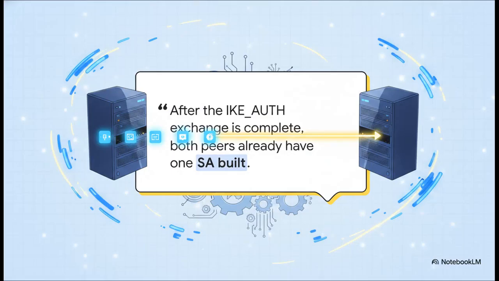This quote really hits the nail on the head regarding the brilliance of IKEv2. After the IKE_AUTH exchange is complete, both peers already have one SA built and ready to go. By the time packet 4 is finished, your data is literally ready to flow. That initial IPsec child SA is baked right into the authentication step. It's just a massive leap in efficiency over the old IKEv1 way of doing things.